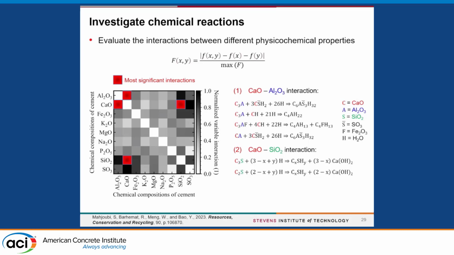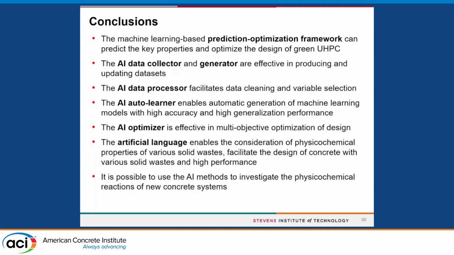And one of the important capabilities of these techniques is that they can also investigate the chemical reactions. As you can see here, the heat maps let us evaluate the interactions between different chemical compositions, like different oxides. The higher interactions mean higher or stronger chemical reactions. So that will help us to unlock some new chemical reactions. So here shows the conclusions.